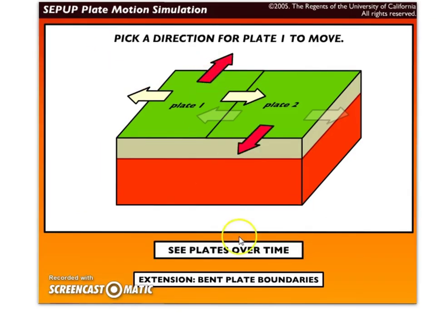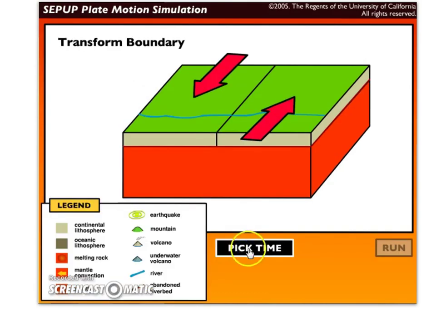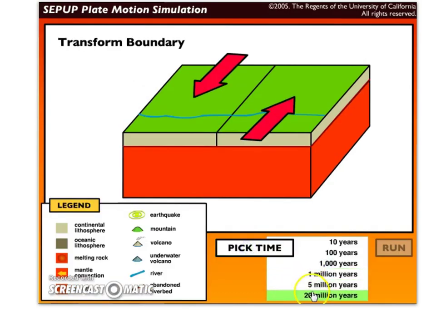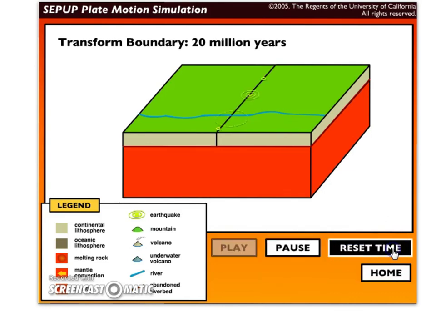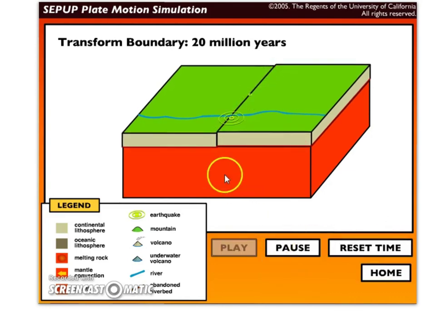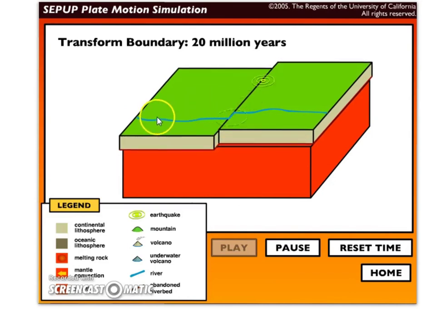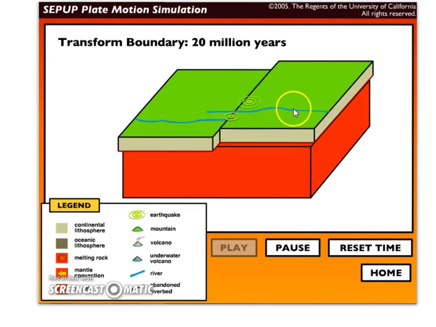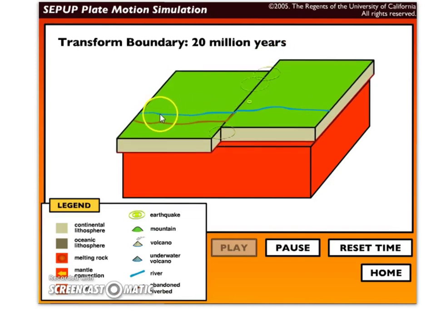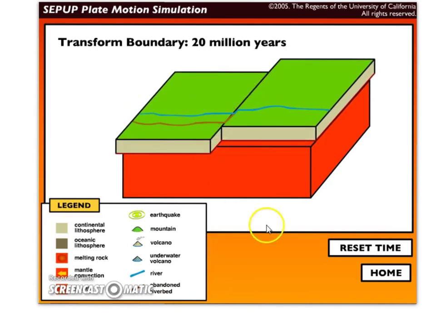Last but not least is the transform fault boundary. I want you again to look at how these two lithospheric plates are moving. This lithospheric plate on the right is moving northward, while this lithospheric plate on the left is moving southward. Identify the geologic features and events that are forming where these two plates are grinding past each other. Notice there is no space between the two plates.